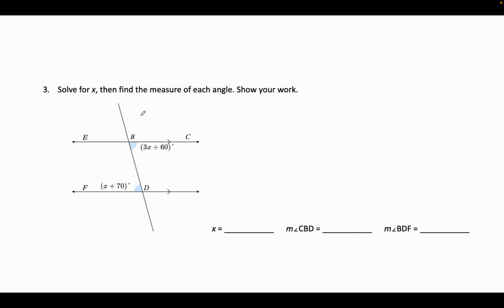Number 3 gets a little bit more complex because we have to solve for x and then find the angle measure. So since I know these are alternate interior angles, I know these are congruent to each other. So I know that 3x plus 60 is equal to x plus 70. I could plug this into Desmos to figure out what x is.